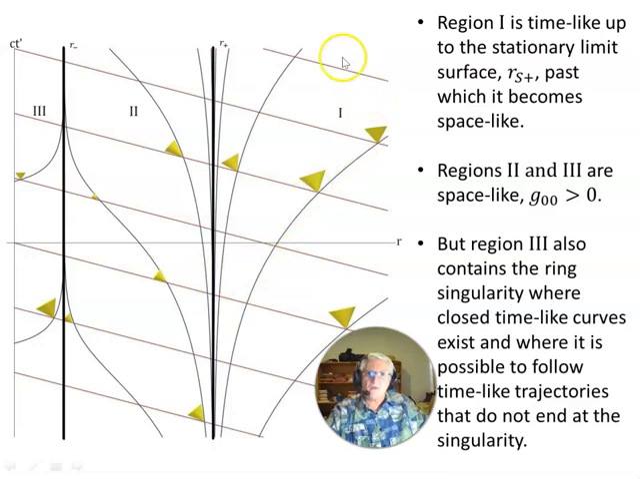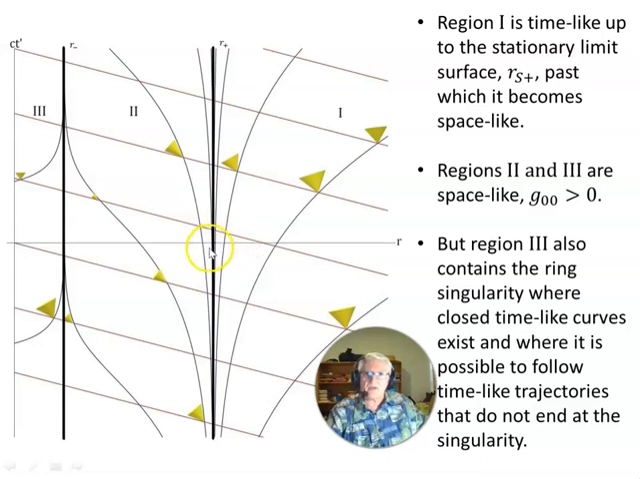Now label this out here, region 1, which is time-like with a condition, region 2, region 3. Now region 1 is time-like up to the stationary limit surface, which is not shown here, R_S plus, past which it becomes space-like. Now the stationary limit surface is about 2 mu along here, 2GM on c squared.